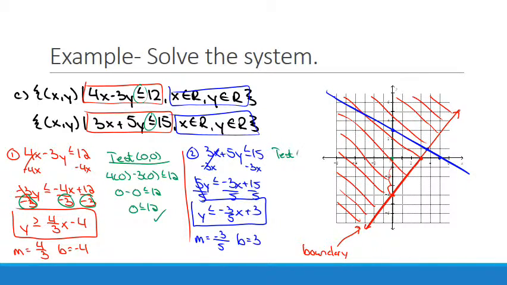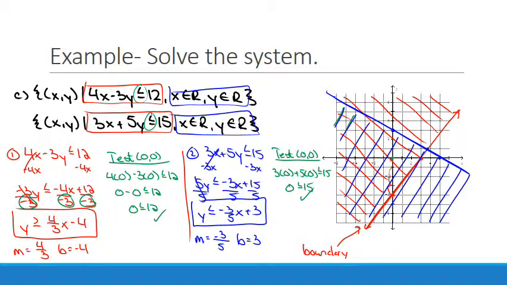The 0, 0 can be used again because it's not on that blue line. So 3 times 0 plus 5 times 0 is less than or equal to 15. So those work out to 0. 0 is less than or equal to 15. That's true. So that means, again, that green dot is in the solution region. And then I can draw, whoa, let's go blue. I'll draw my lines perpendicular.